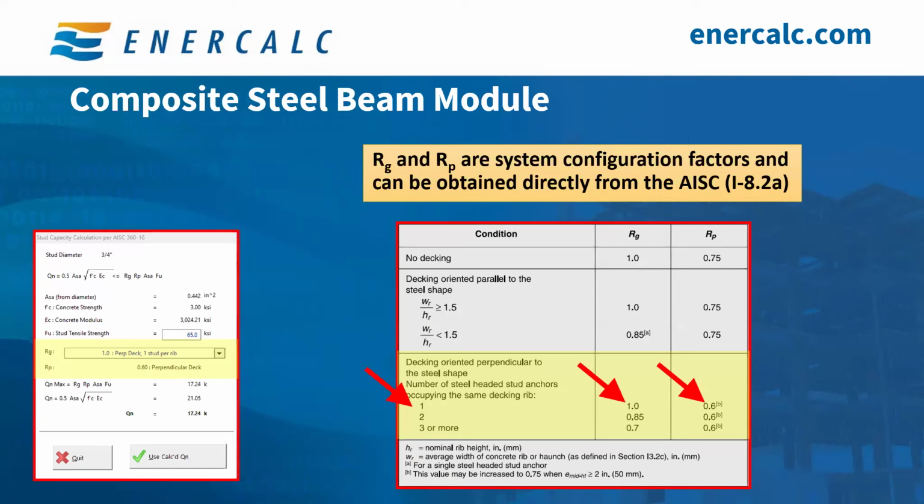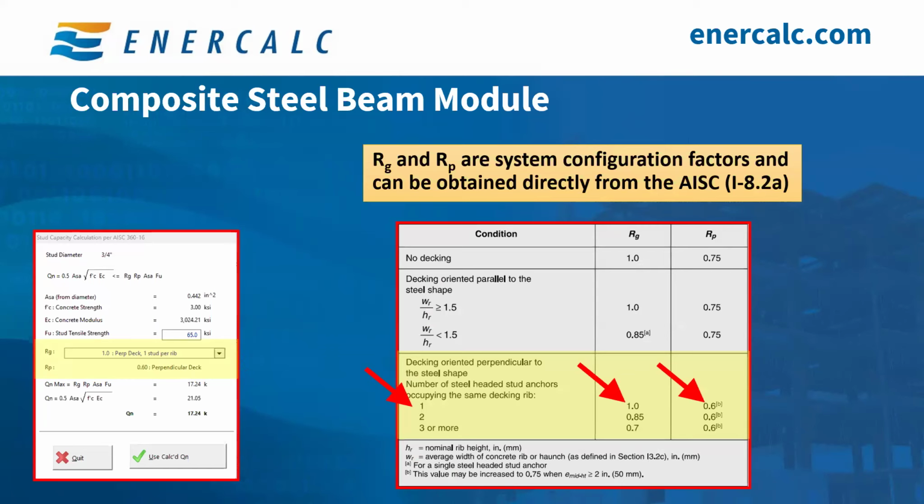And that's why you write here in the little handy calculator, we're using RG, and from the drop-down menu, I chose 1, which is the perpendicular deck, 1 stud per rib, so that's the right number, and then RP is used here as 0.6. So now that RG and RP values are selected, the calculator will automatically calculate the shear capacity per stud. And in this case, QN right here is 17.24. If all sounds good to you, you can click on the button to use the calculated QN value, this button right here, and it will auto-populate that number right here for you as an input.